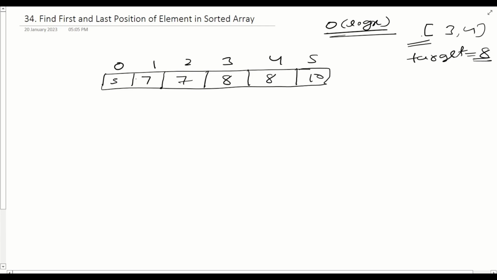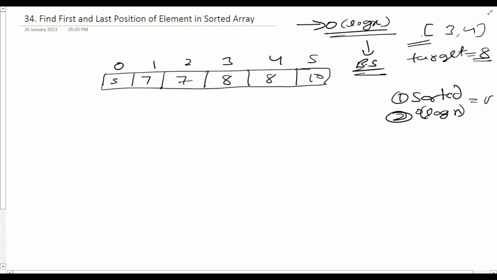Now let's see how we can solve this problem. Basically we need to solve this problem in order of log n, and the array is in sorted manner. So the first thing that should come to our mind is binary search. Wherever you need to solve a problem where, first, the input is sorted, and second, you need log n complexity, then we need to apply binary search, right? How can we apply binary search over here, let's see.